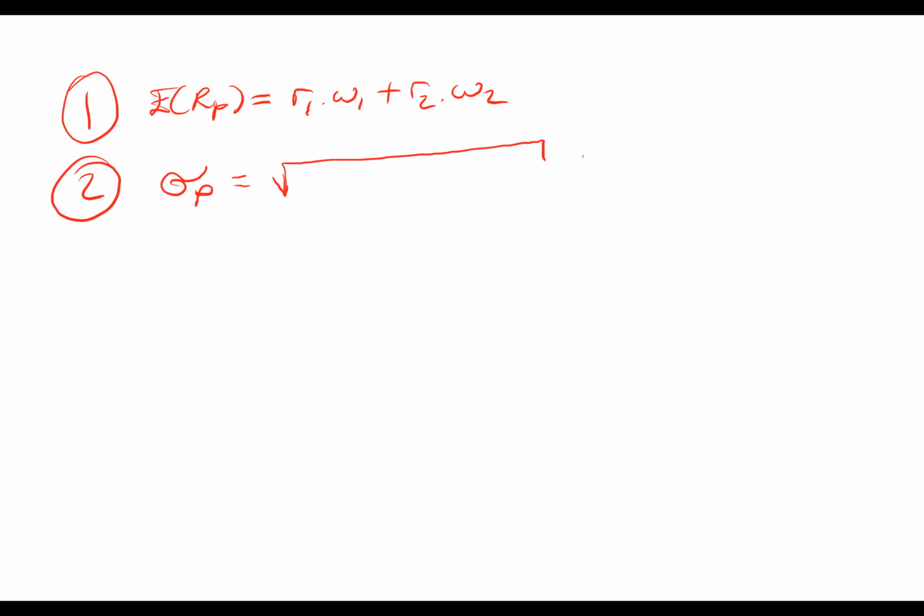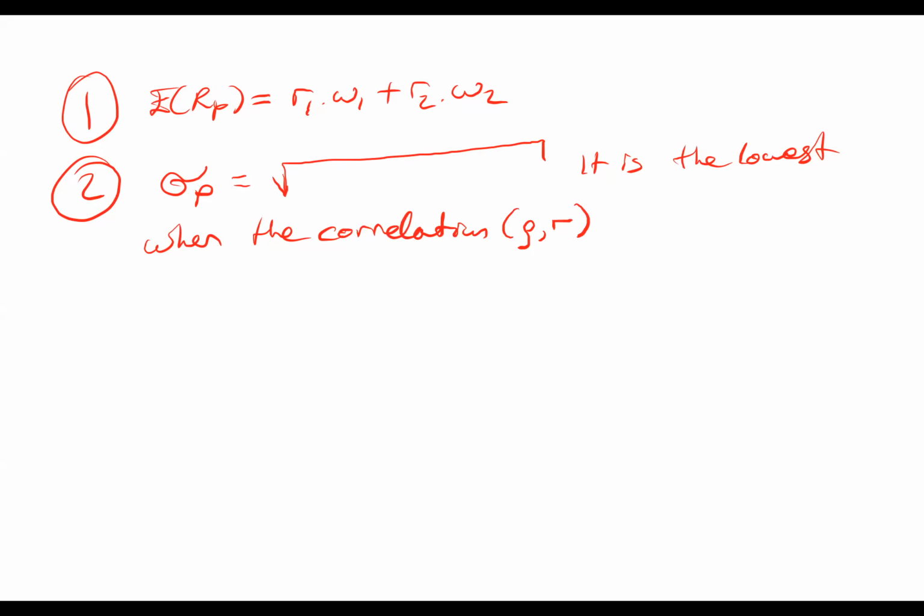But it is the lowest when the correlation, so there are different abbreviations for correlation. Some people use rho, the Greek letter rho. Some people use R, but anyways, let me write it down. It is lowest when the correlation is -1. Okay, so this is 2A. 2B, if it is not -1, then the lower, the better.